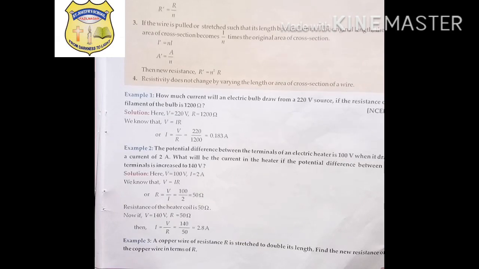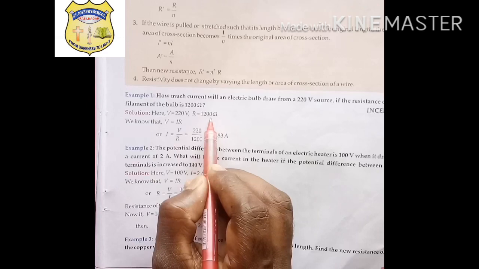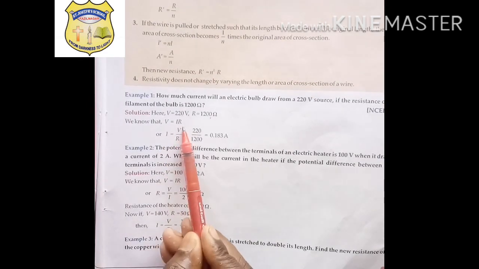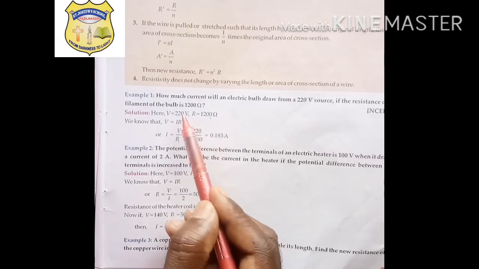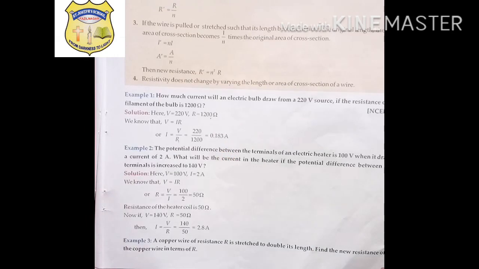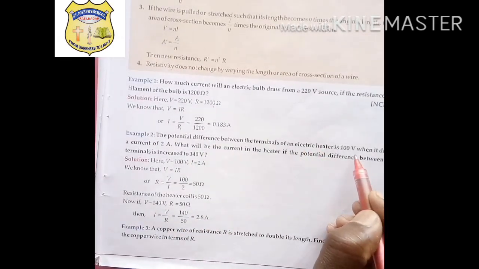So what are the data given here? V equal to 220 volt, R is equal to 1200 ohm, R for resistance. Formula is V is equal to IR, therefore I is equal to V upon R, that is equal to, we have to put the values, 220 by 1200 equal to 0.183.